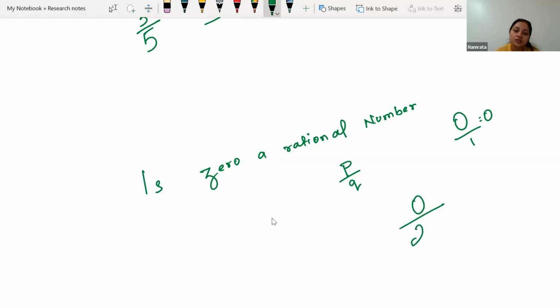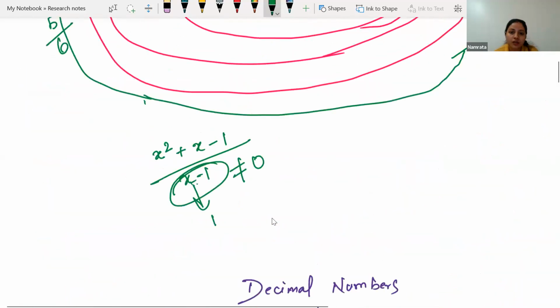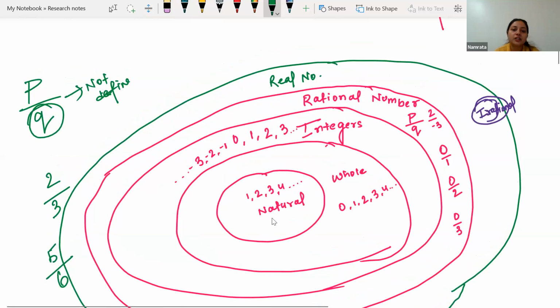Zero we can also write as 0 by 25. So we can say zero is a rational number. Now, if you see your Venn diagram, rational number includes integer. Yes or no? Yes. Whole number also includes zero. So we are saying rational number contains integers and whole numbers also. That means rational number contains zero also.